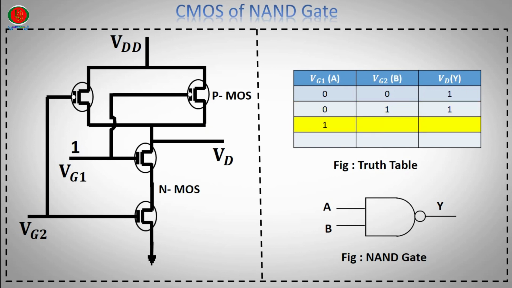NAND gate input VG1 is 1, input VG2 is 0, output VD is 1. NAND gate input VG1 is 1, input VG2 is 1, output VD is 0.